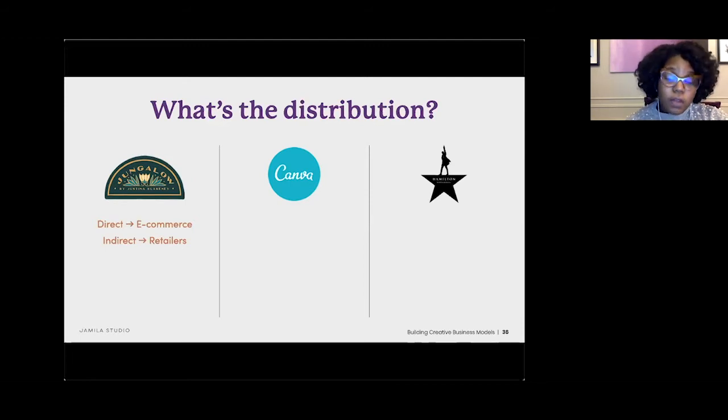So for the Junkalo, the trendy home decor brand, they sell directly to e-commerce.